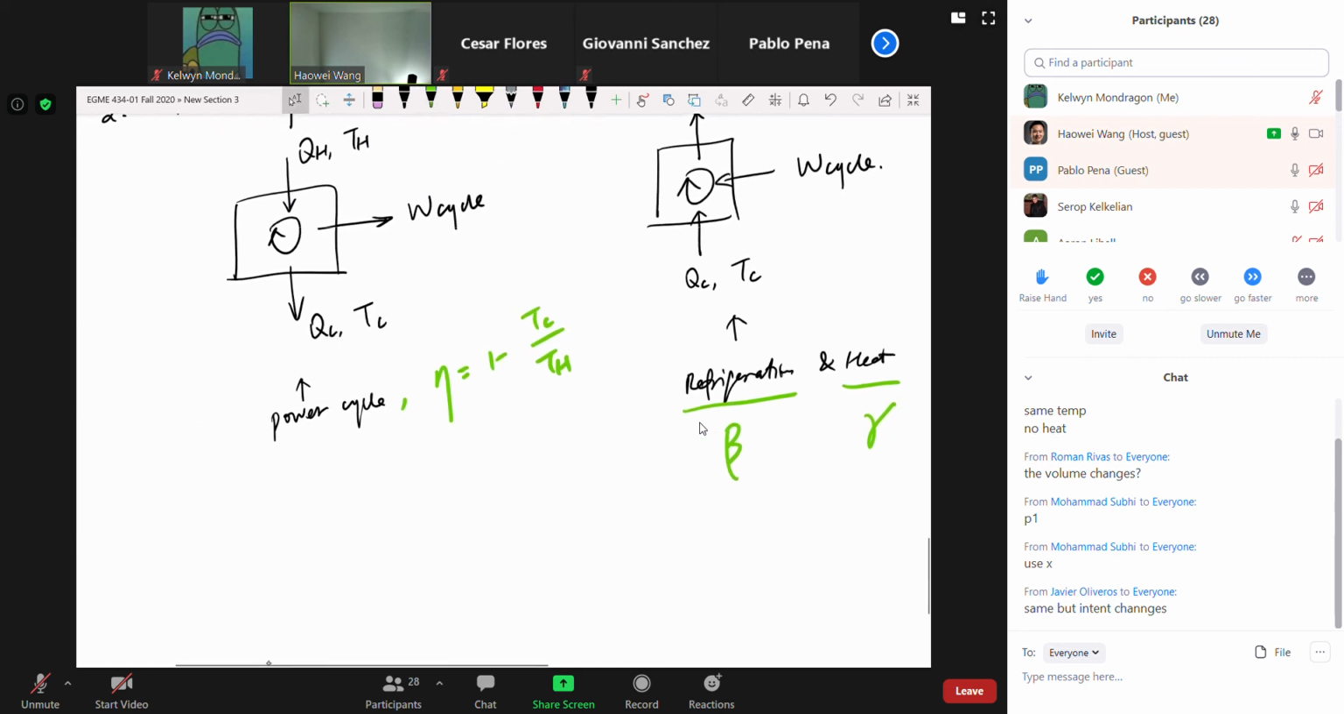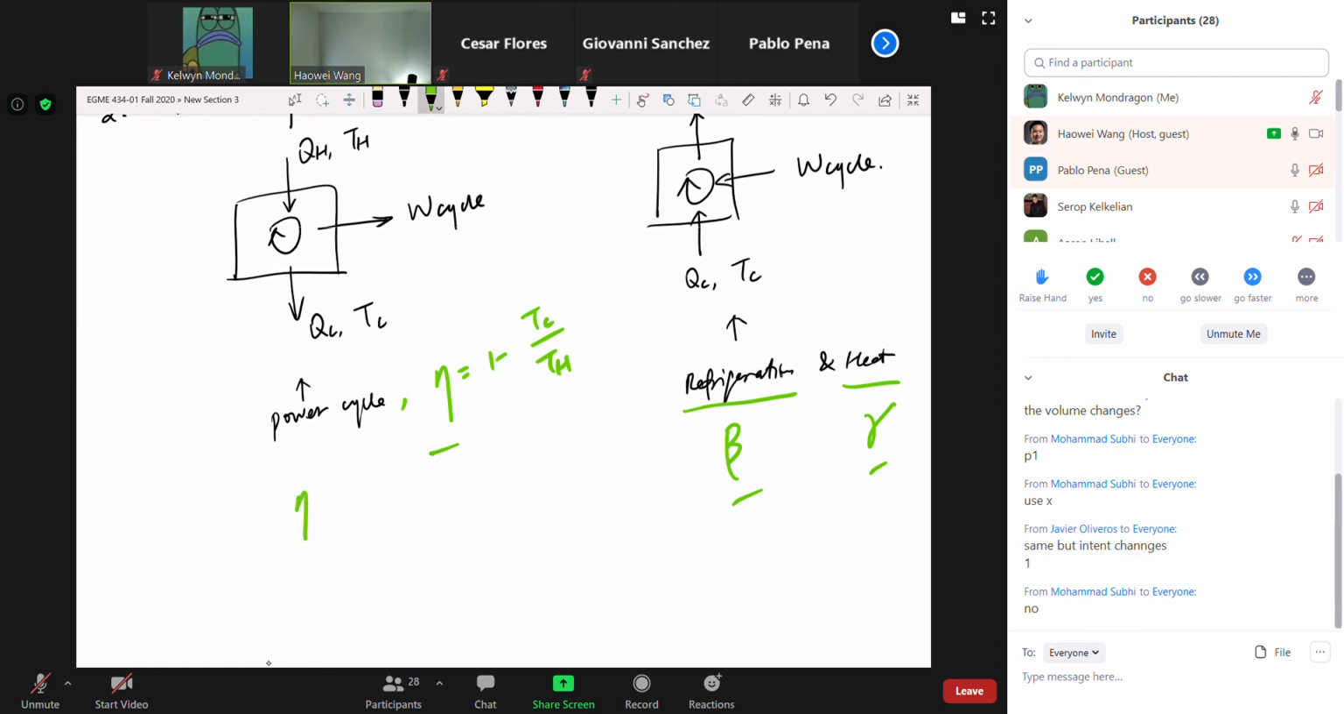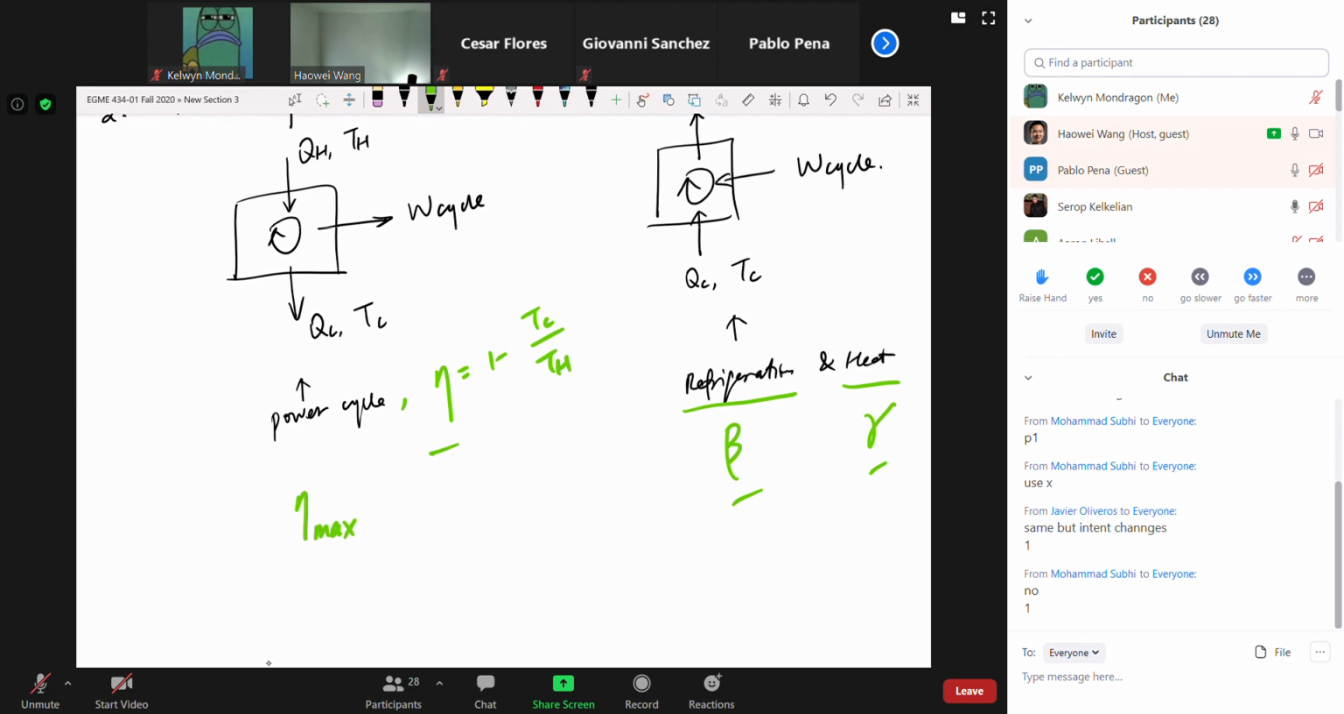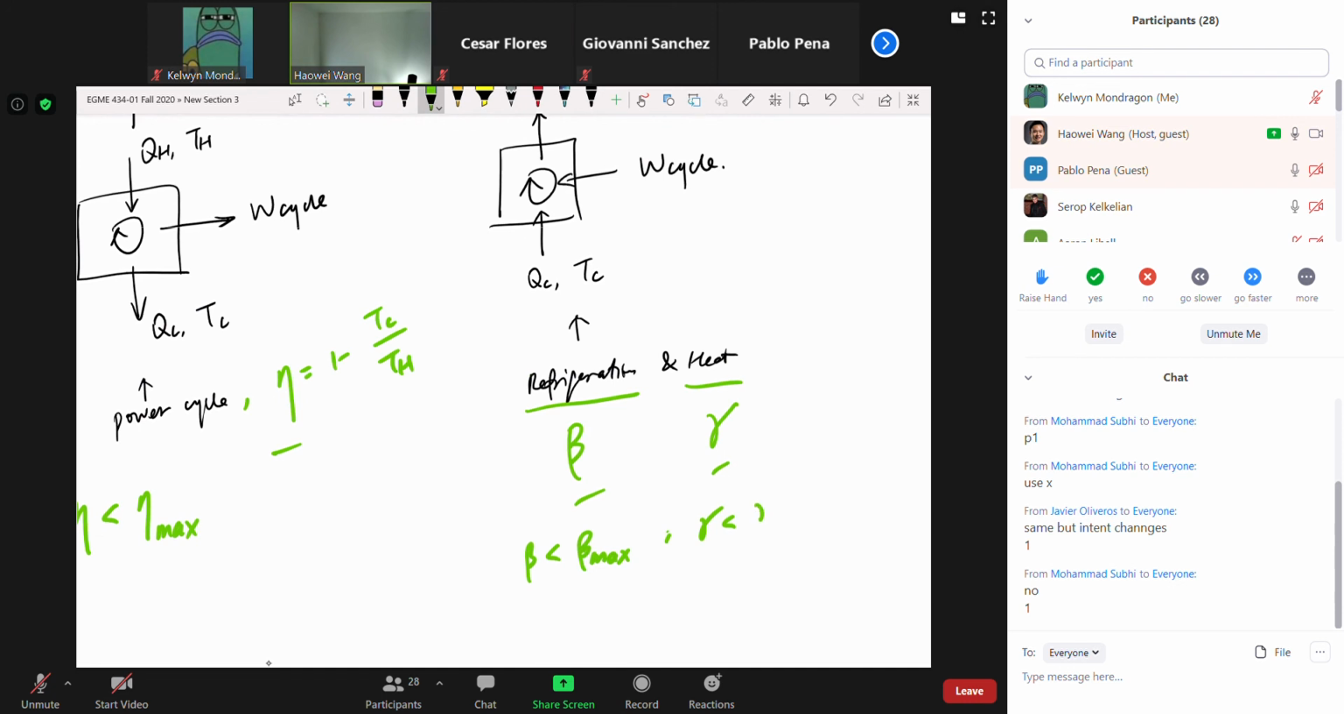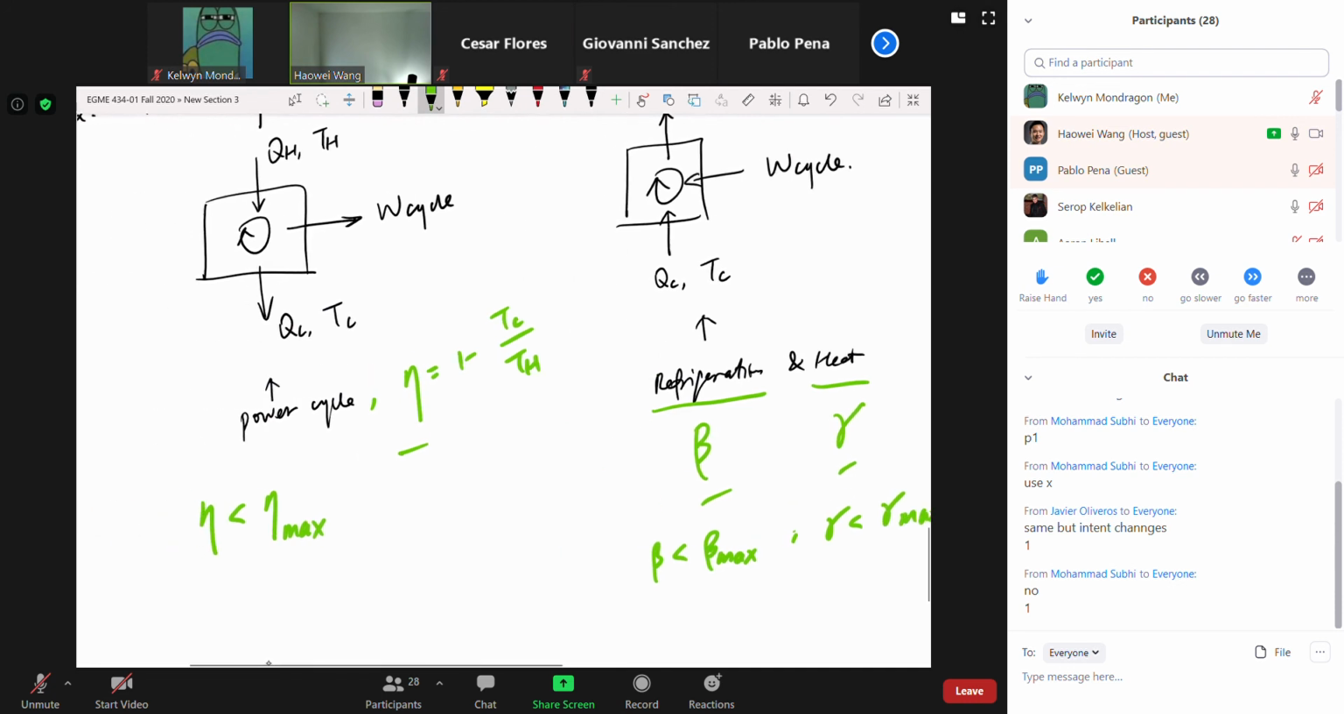Okay, and how high can it be? Eta, beta, gamma. How high can they be? Right. The bigger those three numbers are, the better the performance is. But is there any upper limit? There is an upper limit for each one of them. It cannot be bigger than its max, and this max is determined by what? Second law of thermodynamics. So this is eta max.